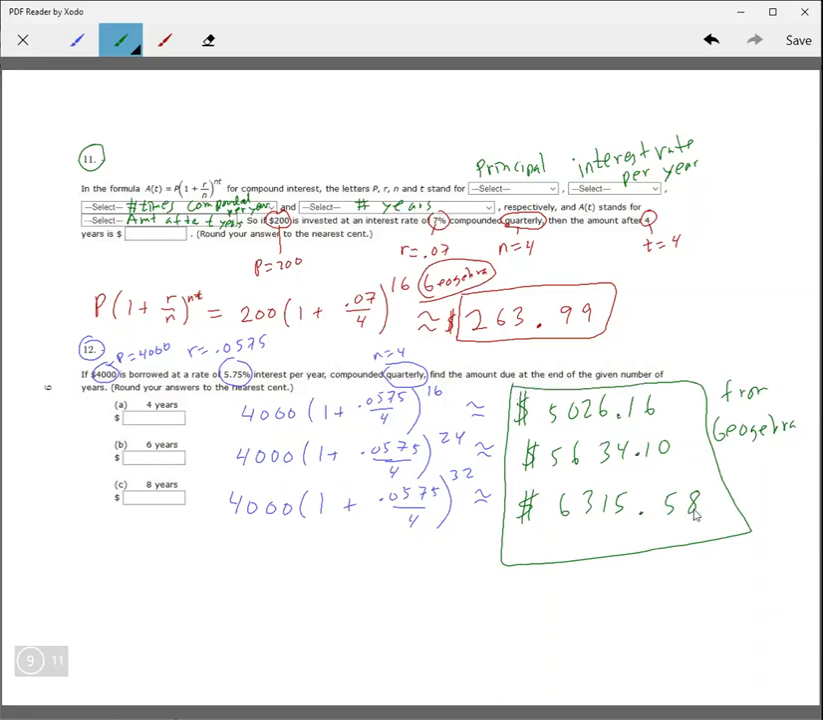Now remember, you always round it off to the nearest cent when you're talking about money. It doesn't make any sense to go any further than that.